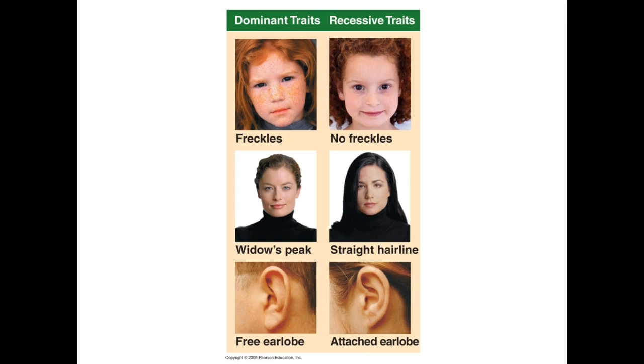So we have dominant and recessive traits in humans. These are just a couple, but there's thousands of them. Having freckles is dominant, so if we were to give this a letter, this person could be big F, or big F, little f. And the recessive would be little f, little f.